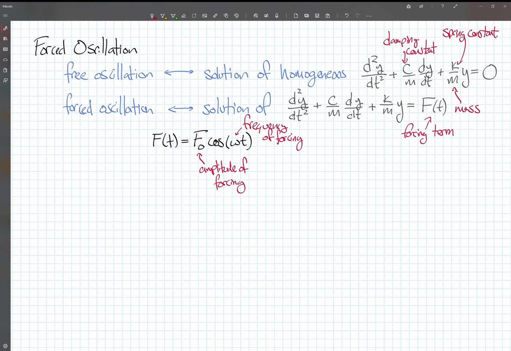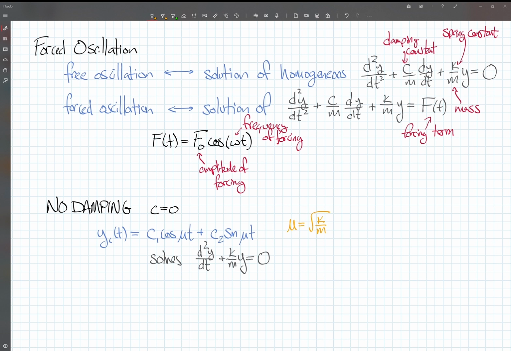So let's break this down into cases like we did before. The first case, which we didn't talk that much about in the homogeneous case, is the case of no damping. And that just means c is equal to 0. You can understand no damping as a kind of underdamping. So the first step we have to do is to solve the homogeneous problem. And again, instead of carrying on the k and the m all the time, we'll just rename root k over m to be mu. So that homogeneous problem has a nice oscillatory solution. Then we need to find a particular solution.